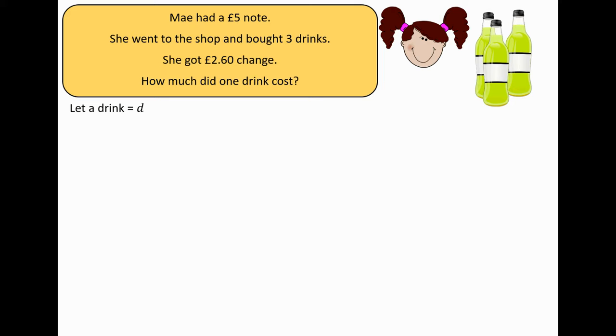You can say let a drink be equal to X. Because remember, we need to form an equation. But before you form an equation, you need to define what your variable is. Otherwise, the examiner or any mathematician will be like, where the hell is this equation coming from? Okay, so let a drink be equal to D.